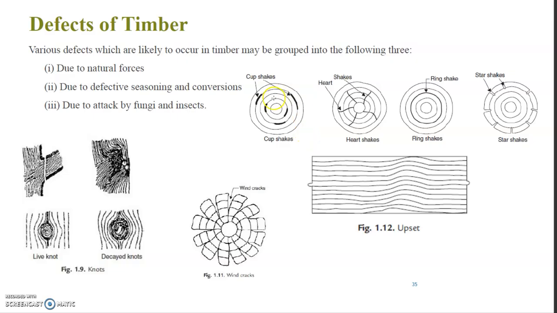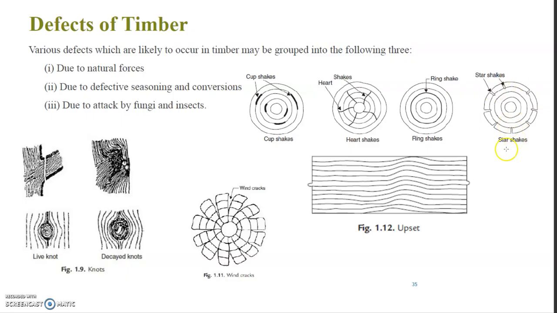Then in the cross-sectional profile, if you see the ring formation, it may have shakes in the rings. These shakes have different names: cup shakes, and heart shakes, where the heartwood and annular rings have the shake. And ring shakes: the ring itself will mostly not follow a circular pattern, and it may have some shakes here and there. And finally star shakes: the external bark will have these kinds of impressions from outside, so that it may get affected structurally.